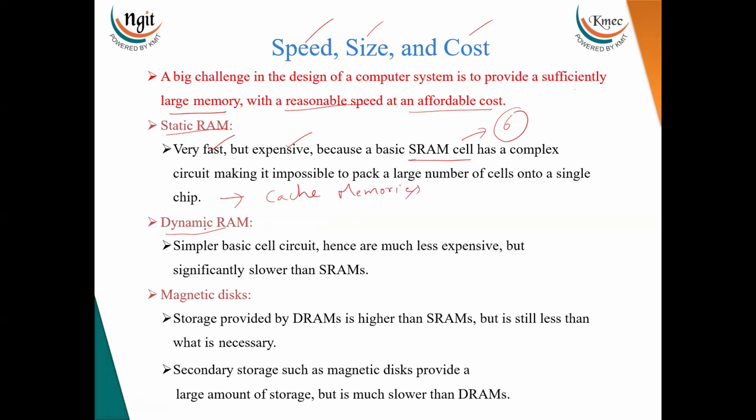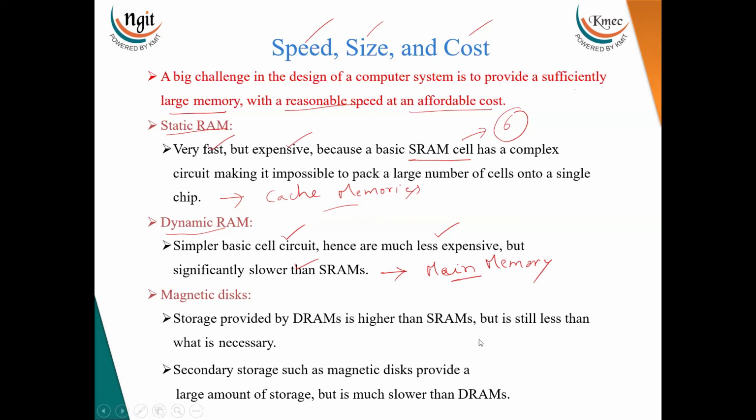Now coming to dynamic memory, it has a simpler basic cell circuit, hence it is much less expensive, but significantly slower than the SRAM. But the density is more and the cost is less, while the speed is lower. These are used to design the main memory or primary memory. Compared to the cache memory, main memory size is large. But by using these static and dynamic memories, the need is not fulfilled.